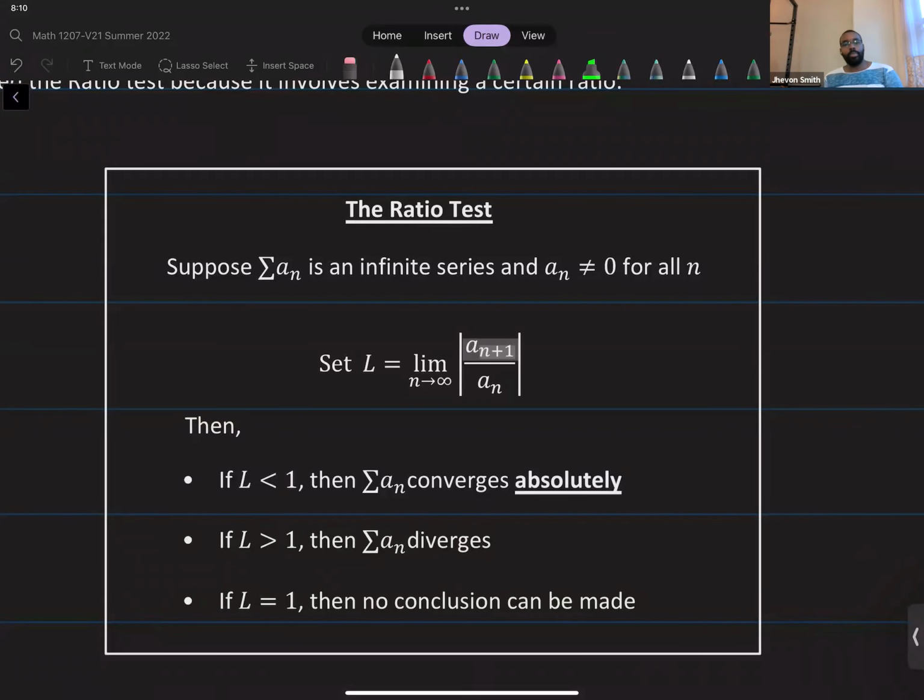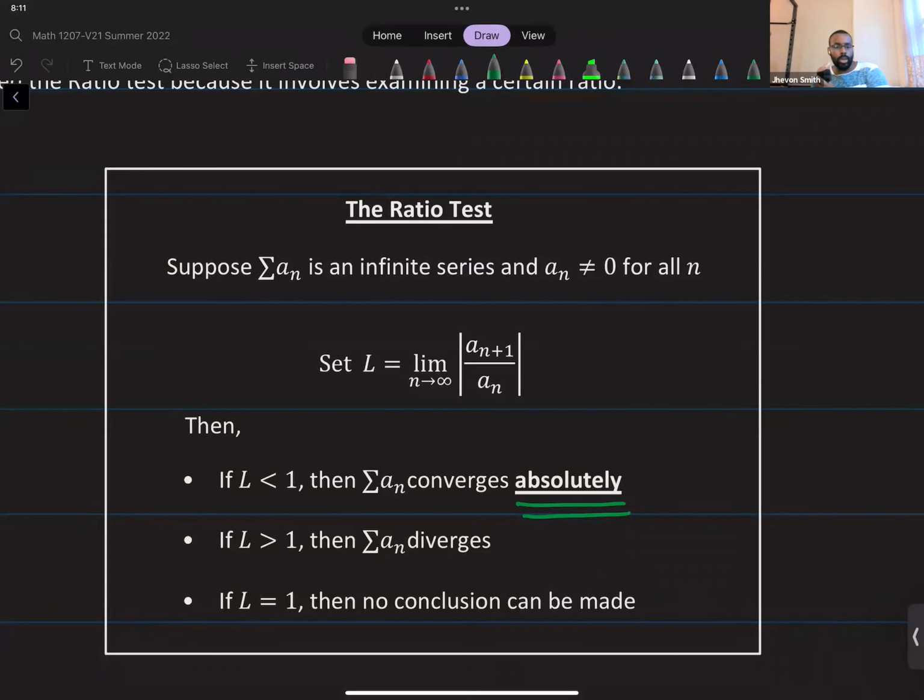Another thing that's really nice about the ratio test is that when it gives you convergence, it gives you absolute convergence. So if you want to talk about absolute convergence versus conditional convergence, once you do a ratio test, you know you get absolute convergence. You don't have to worry about whether it's conditionally convergent or whether you can rearrange the terms. If you use this test and it tells you they converge, they converge absolutely. So that's very nice.